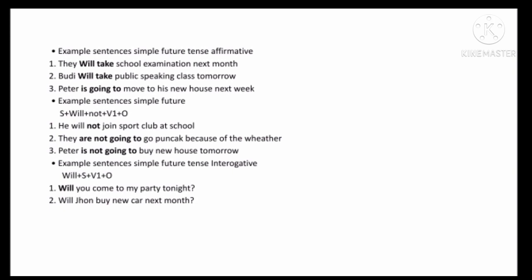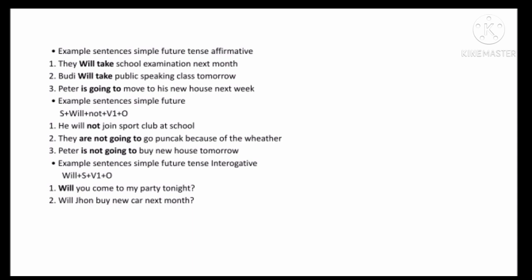Example sentence, simple future tense affirmative. Pattern: subject plus will plus verb 1 plus object. Example: 1. They will take school examination next month. 2. Budi will take public speaking class tomorrow. 3. Peter is going to move to his new house next week.